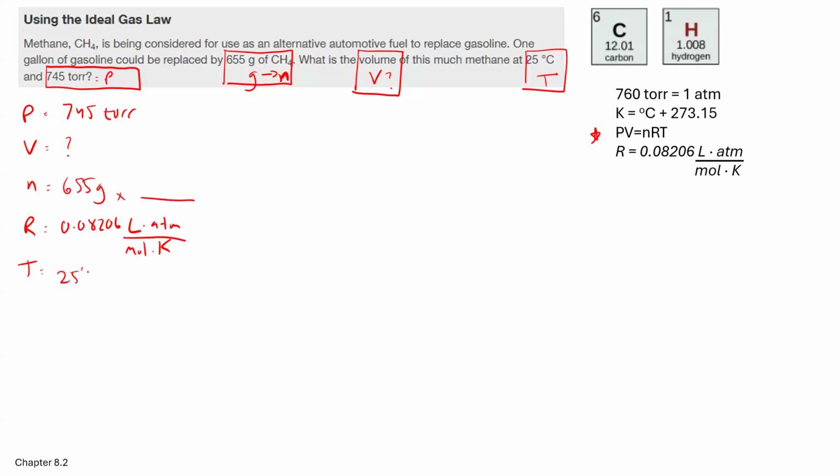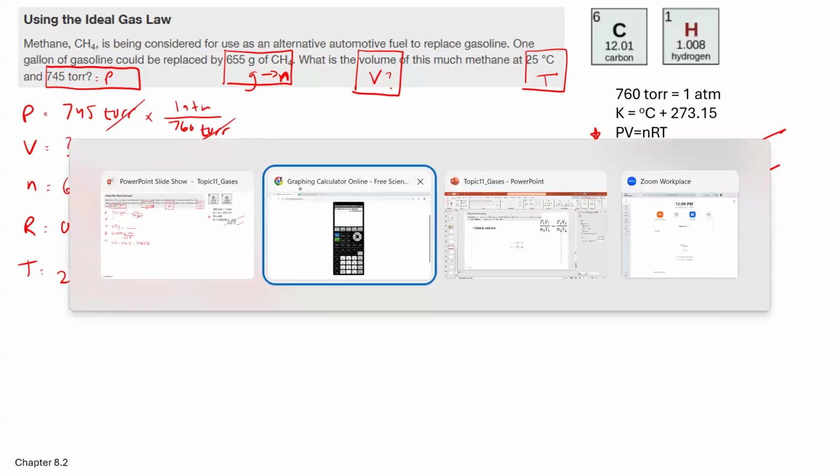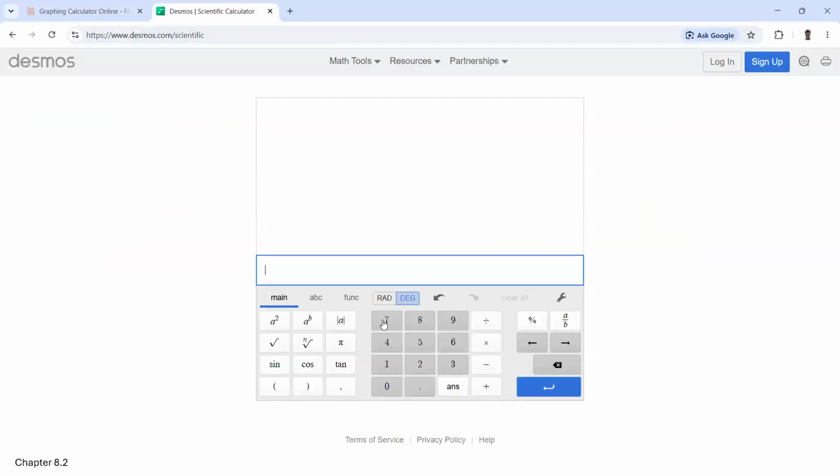Temperature is 25 degrees C. But we need things in ATM. We need things in Kelvin. We need things in moles. So we're going to have to do a bunch of conversions. This is plus 273.15. That's going to be 298.15 Kelvin. We know there are 1 ATM for every 760 torr. Torr cancels out. Let's do this. 745 divided by 760.